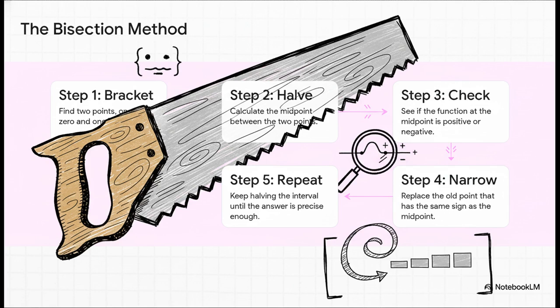The idea is really simple. First, you trap the answer between 2 points, one where the result is negative and one where it's positive. Then, you just chop that space in half. You check which side the answer is on, and you toss the other half out. And you just do it again, and again, and again.